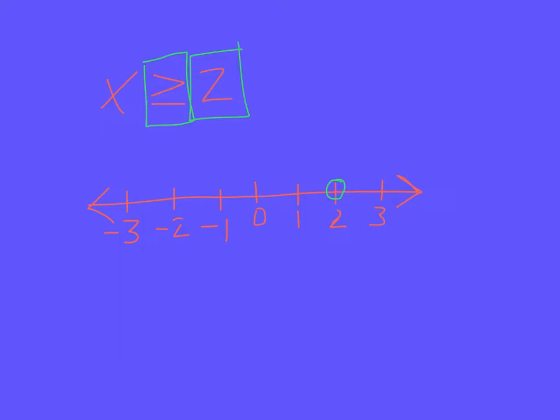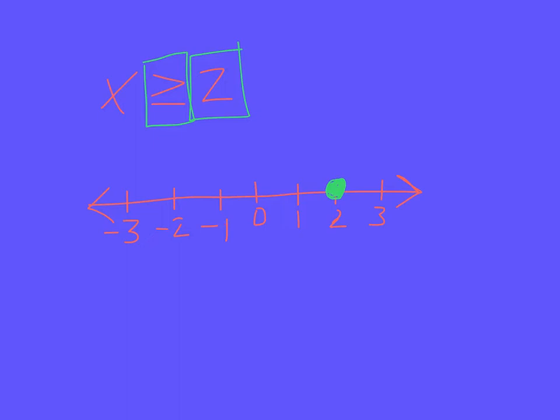So that line indicates that I make a solid circle. The reason I make a solid circle is because x could equal 2. So now I have to figure out which way to draw my arrow. x has to be greater than or equal to 2. So this is where you start testing.